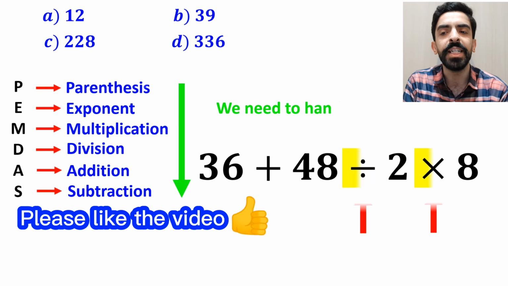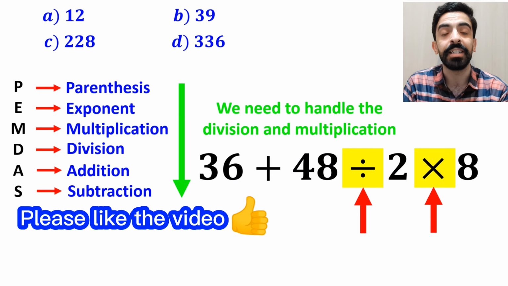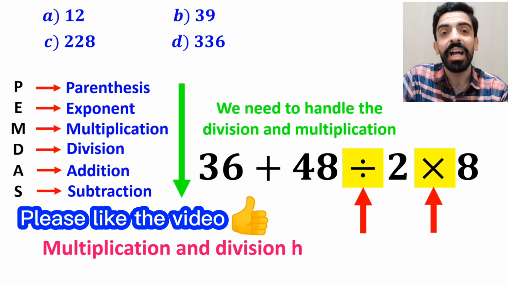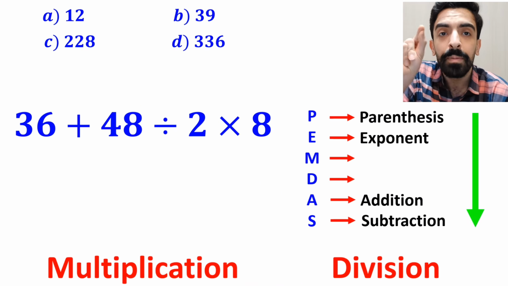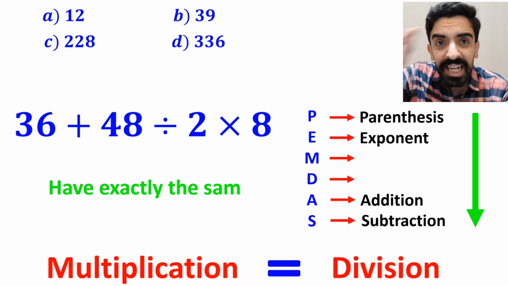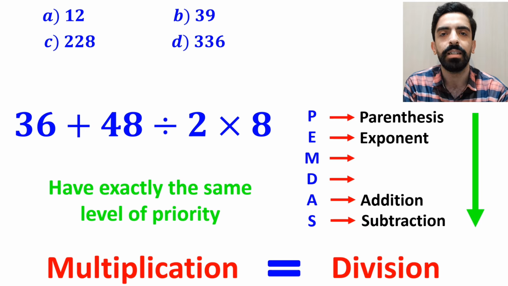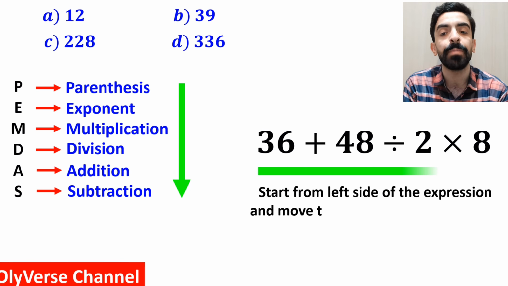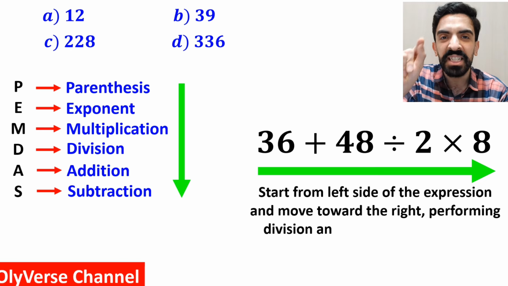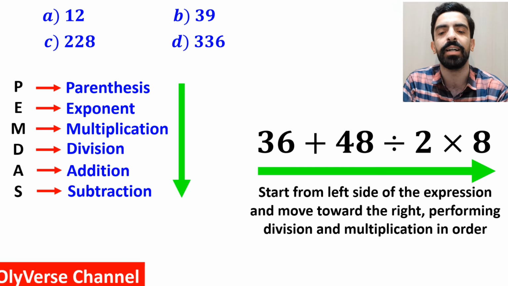And the next step, we need to handle the division and multiplication, since multiplication and division have higher priority than addition. However, it's very important to note that in the PEMDAS rule, multiplication and division have exactly the same level of priority. In this situation, the best thing to do is to start from the left side of the expression and move toward the right, performing division and multiplication in order.